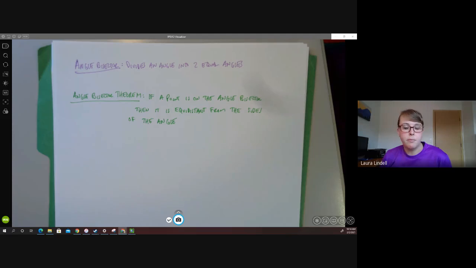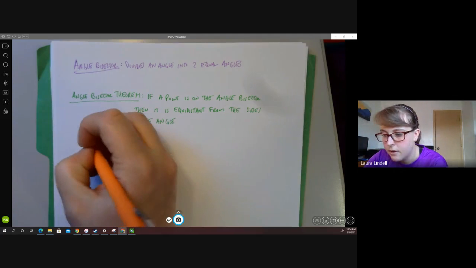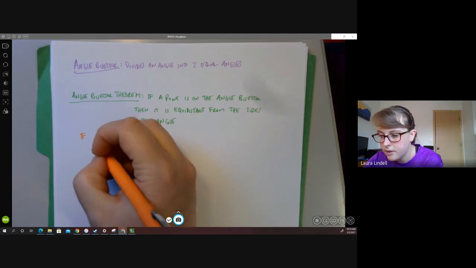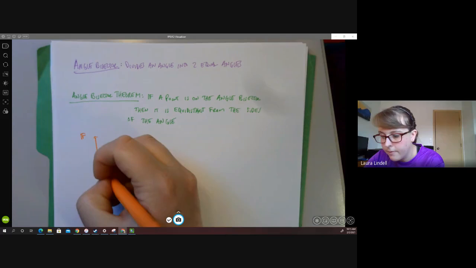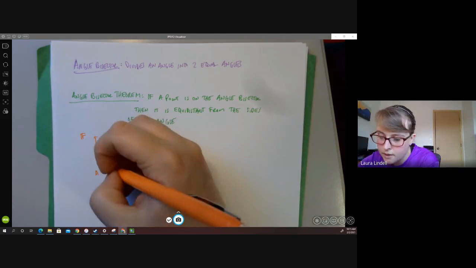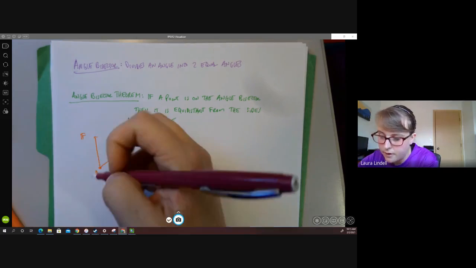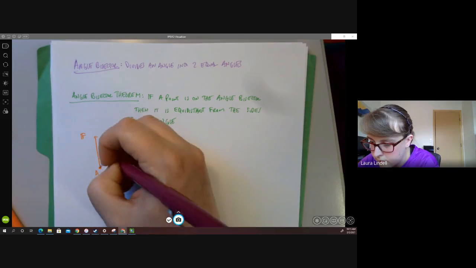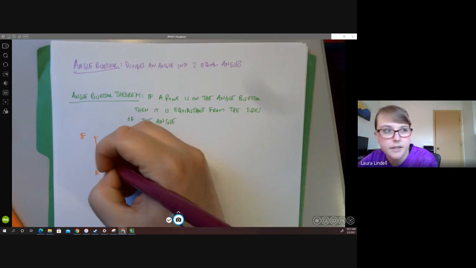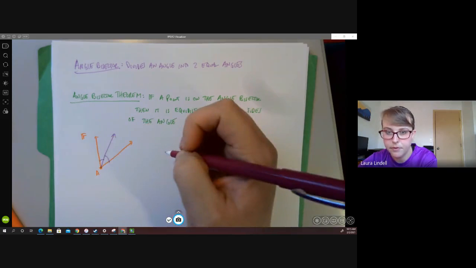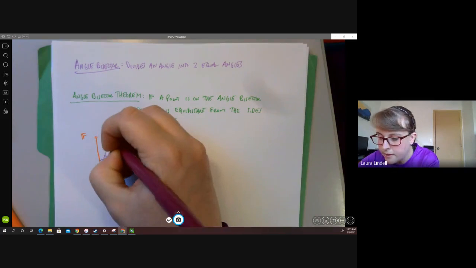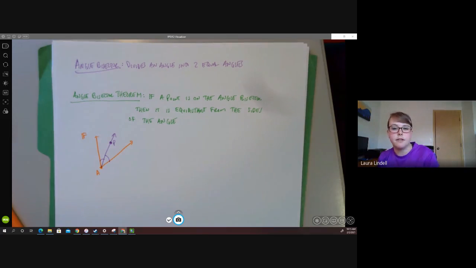And just like we did with the perpendicular bisector theorem, we're going to draw a picture of what's going on to help us understand a little bit. So let's say we've got an angle, we'll call it angle A. And then we have a bisector on angle A, so it cuts the angle in half. We can clearly see that it's doing that because these two angles are equal. And we've got some point, P, on that angle bisector.